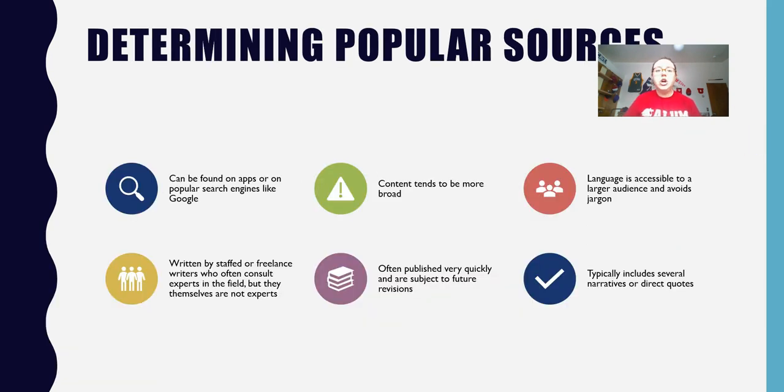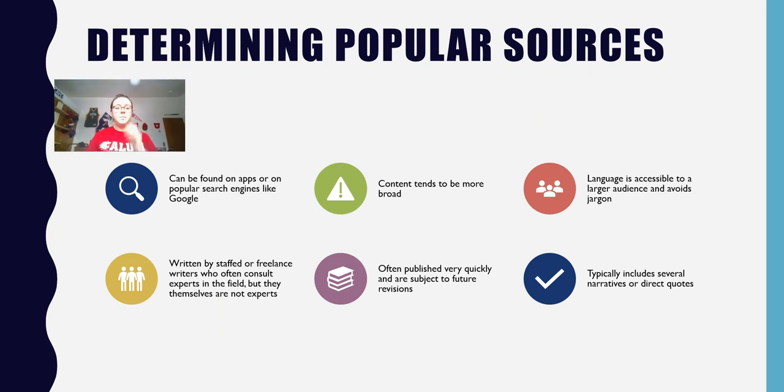So how do we determine popular sources? With popular sources, they can be found on apps or on popular search engines like Google readily and accessibly. So like I mentioned earlier, you can find a scholarly work on Google, but chances are strong that you're going to get stuck behind a paywall. Now, with popular sources, it's highly unlikely that you're going to get stuck behind a major paywall.